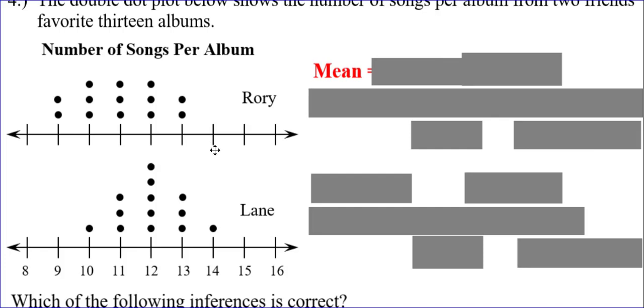Oh, wait a minute. This isn't as bad as I thought. This data is symmetric. Oh, thank goodness. So I don't really have to do any work for the mean. I can already look, and I can see the data seems to center here for Rory's data, and that's at 11. So Rory's mean is 11. Thank goodness for symmetric data. Lane's mean seems to center at 12.